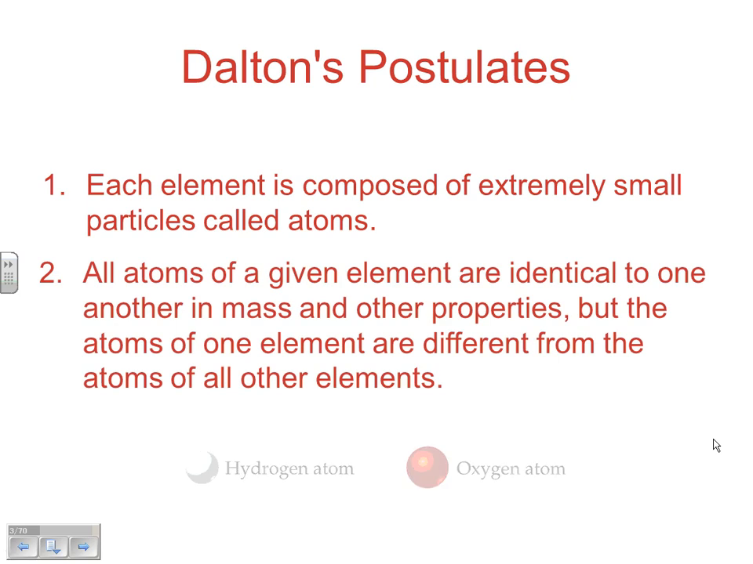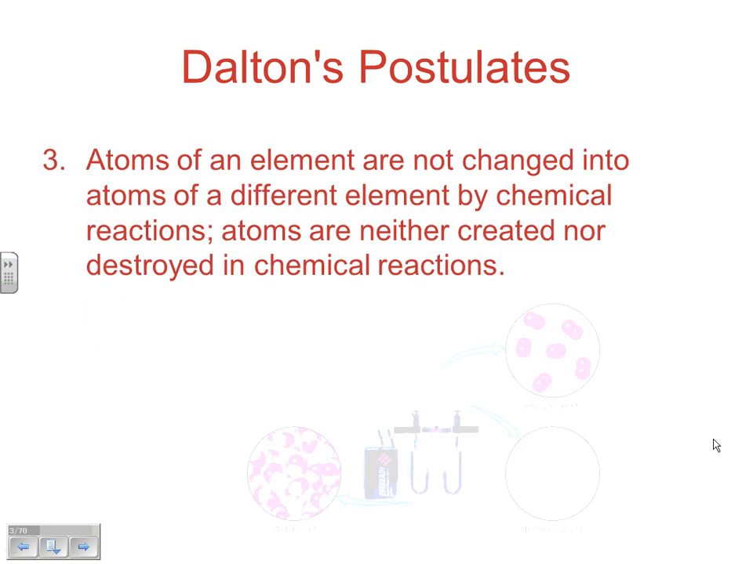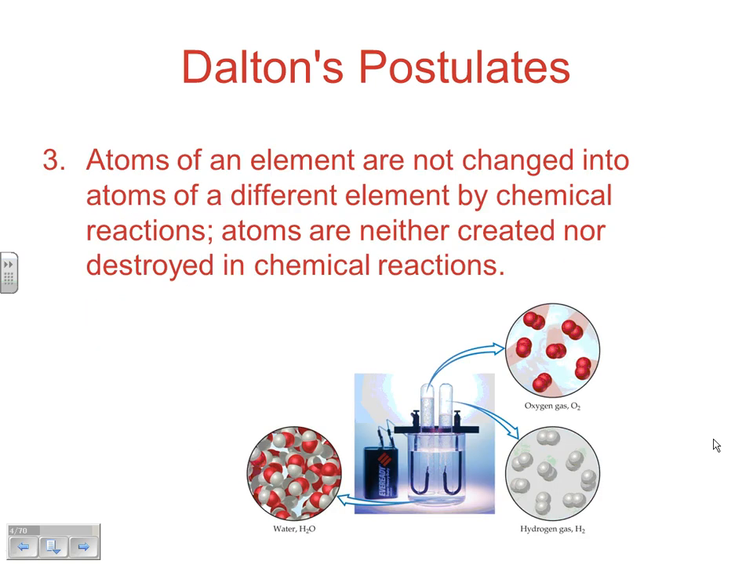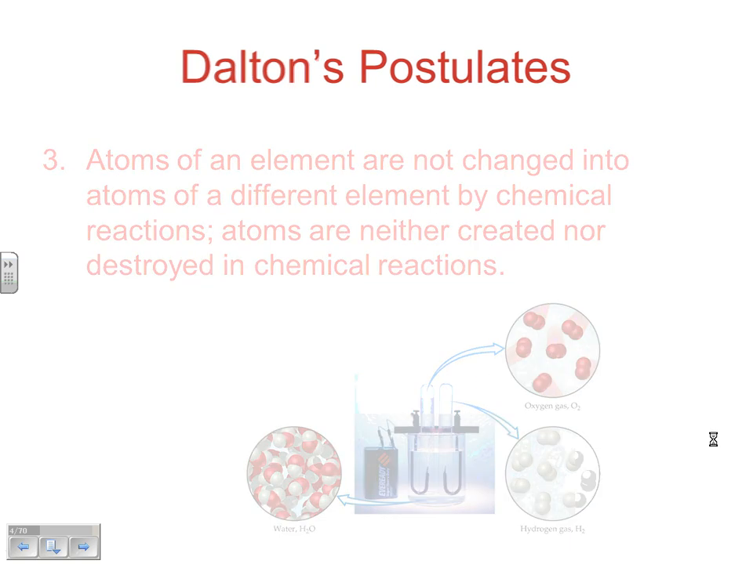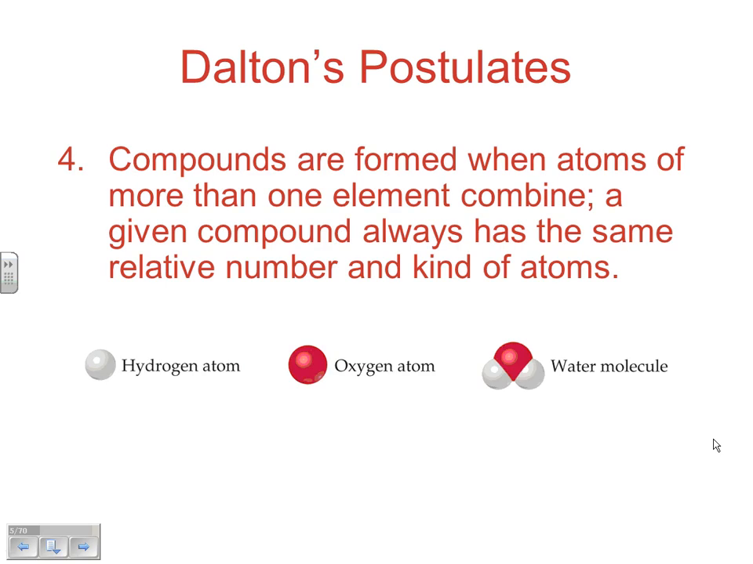What he basically said was each element is composed of extremely small particles called atoms. All atoms of a given element are identical to one another in mass and other properties, but the atoms of one element are different from the atoms of all other elements. Third, he said that atoms of an element are not changed into atoms of different elements by chemical reactions. Atoms are neither created nor destroyed in chemical reactions. What happens to them is they're rearranged. Compounds are formed when atoms of more than one element combine. A given compound always has the same relative number and kinds of atoms. So water is made up of hydrogen and oxygen atoms, and it's always 2 hydrogen atoms to 1 oxygen atom.